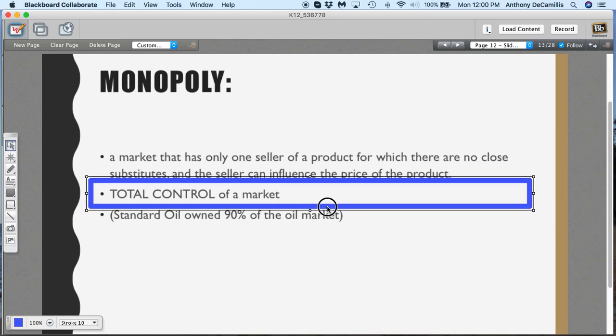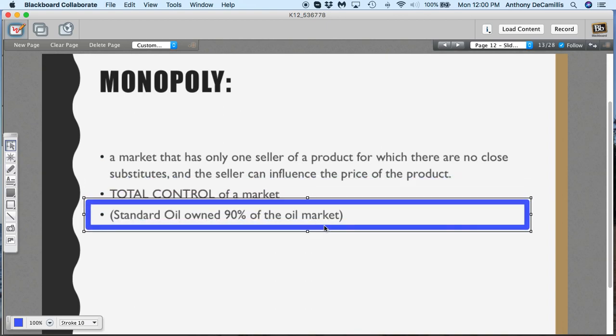For instance, historically, we already mentioned John Rockefeller, the head of Standard Oil, owned 90% of the oil market. Pick a thing, pick a market, pick an industry, and pretend that you're the only one to sell that thing. Well, you've got yourself a monopoly.